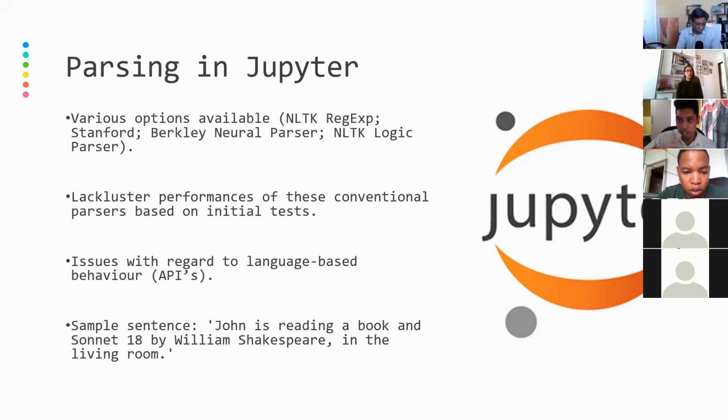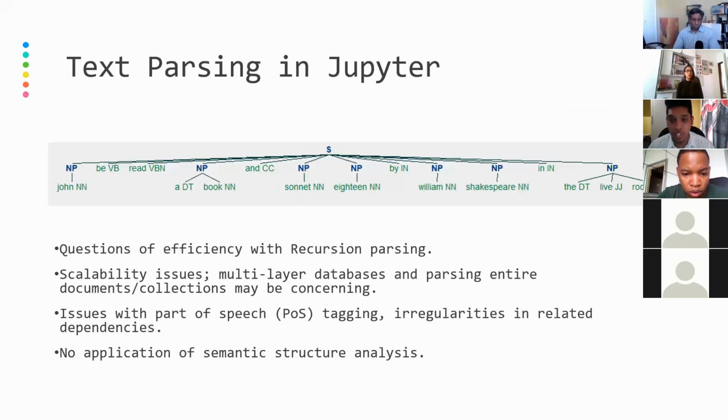So just for the sake of making an example, I use a simple sample sentence, right? John is reading a book, Sonnet 18 by William Shakespeare, in the living room. Just to show you some of the inefficiencies which I speak of in conventional parsers, here we have a top-down diagram presentation system from the Natural Language Toolkit, right?